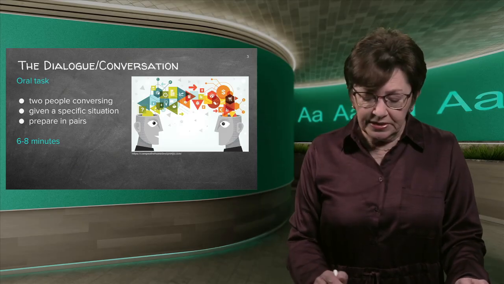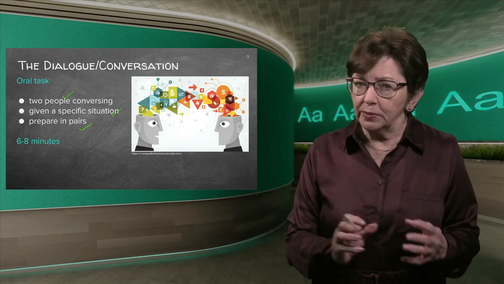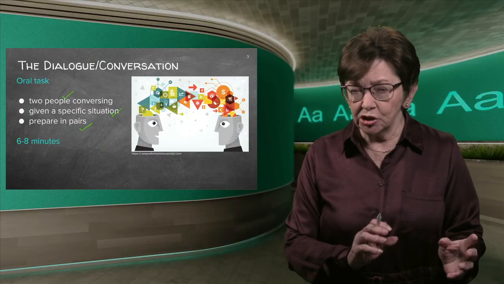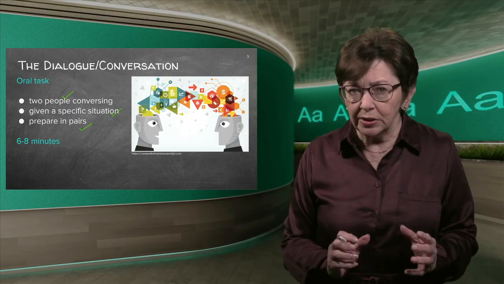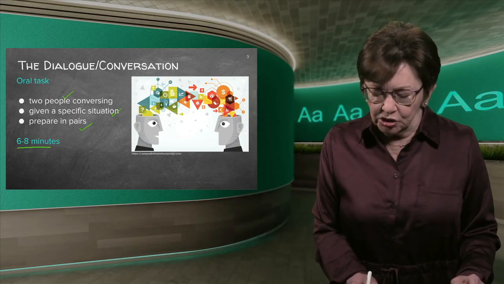The task will obviously be for two people conversing, so there will be two people involved, and you will be allotted somebody to work with you. You will be given a certain situation, and you must prepare in pairs, right? Two of you, and you will be assessed together, but also individually. Your contribution will be assessed individually and so forth. But you should work together to make this dialogue work. And for a dialogue, you will be given 6 to 8 minutes.